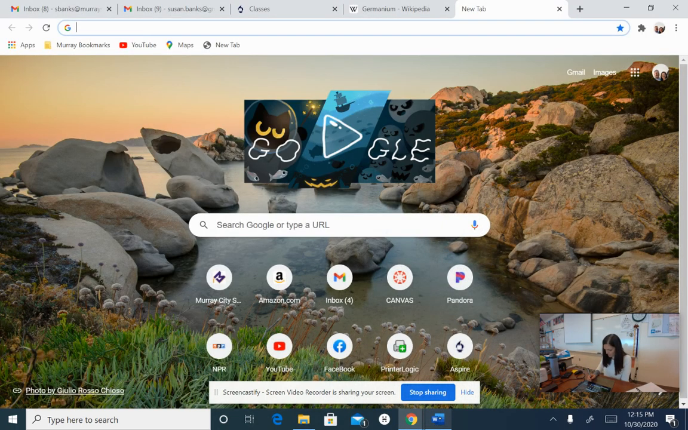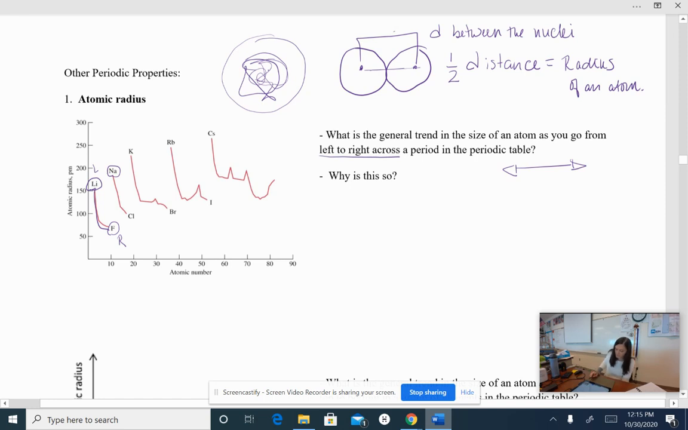Let's look at our periodic table. Did I not put my periodic table up?